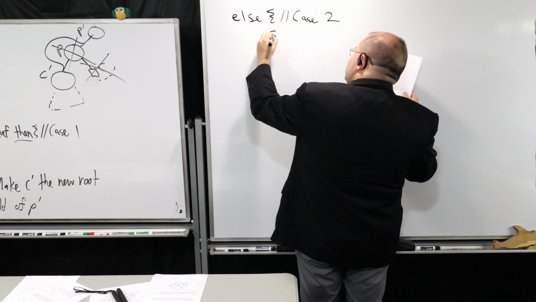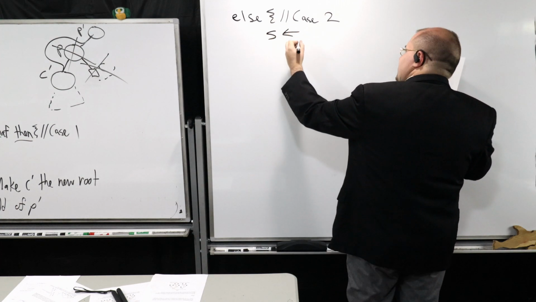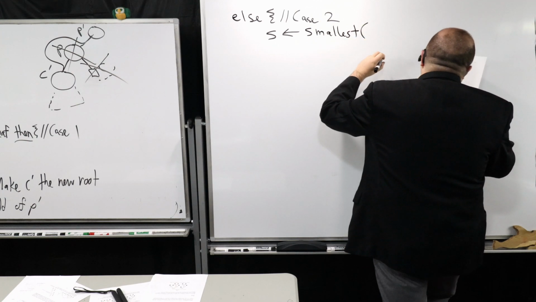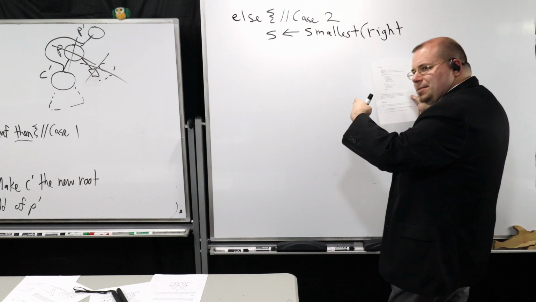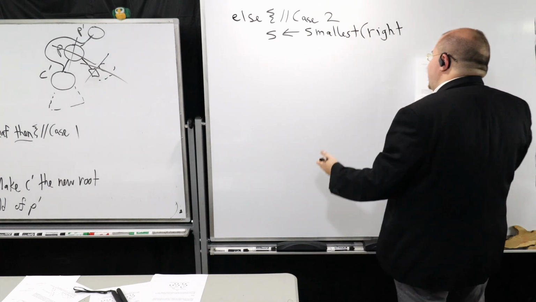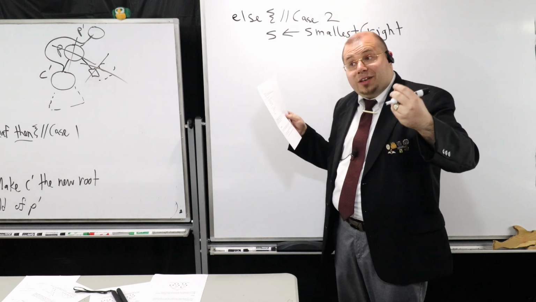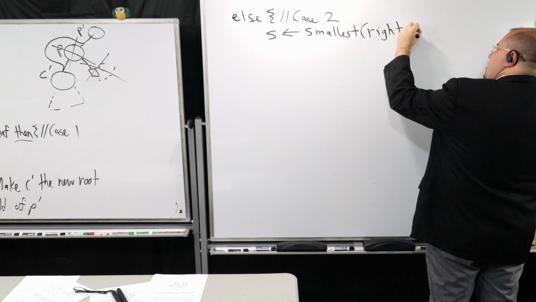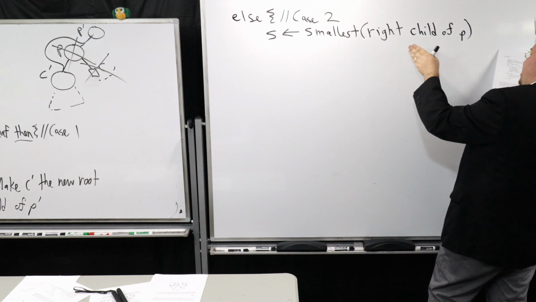So what we're going to do is we're going to get a node that we're going to call S. So this is smallest. So I'm going to call smallest on the right child of P, right? That's what we established earlier. So we're going to go right, and then we can compute the smallest on that. Remember, this is the node that we want to copy the data from, and then we're going to get rid of it. Because we know that we can use case one. So we're going to use compute smallest on the right child of P.